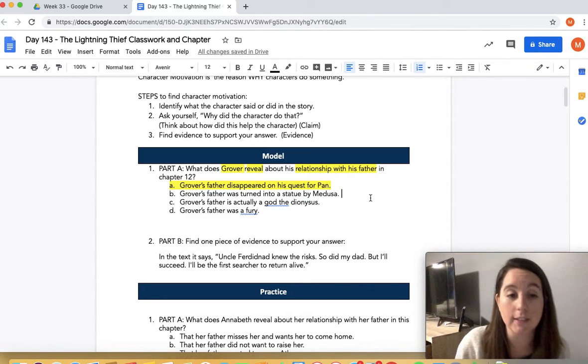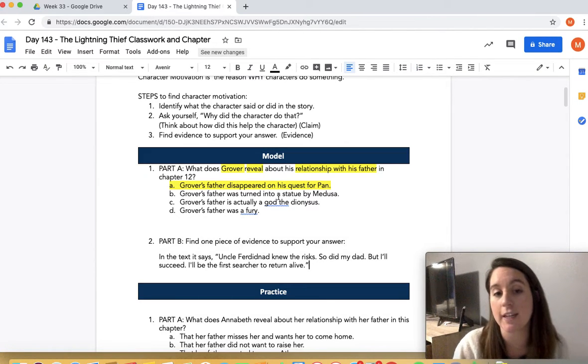My evidence says here in the text, "Uncle Ferdinand knew the risks. So did my dad, but I'll succeed. I'll be the first searcher to return alive." So that evidence proves that his father is the one who disappeared on his way towards Pan. That also shows us why he wants to become a searcher.